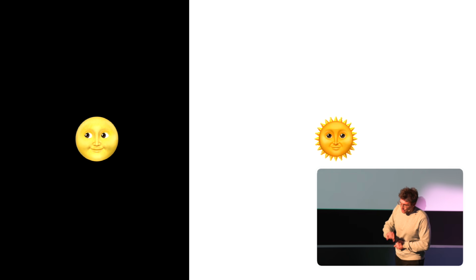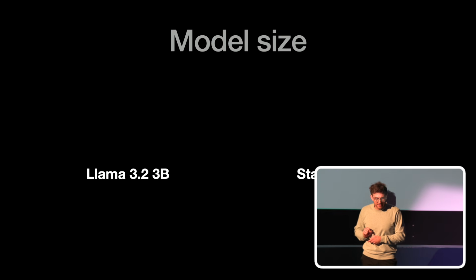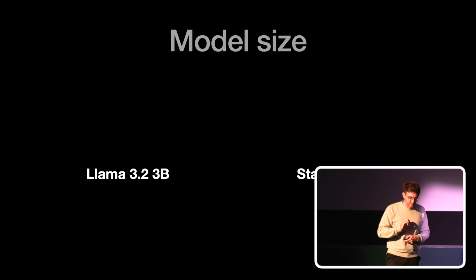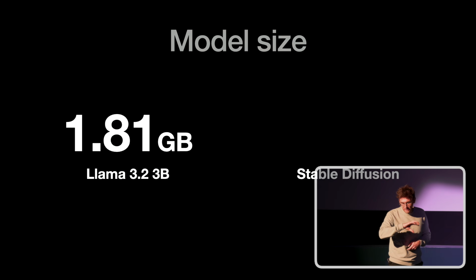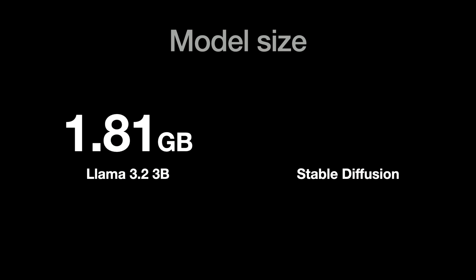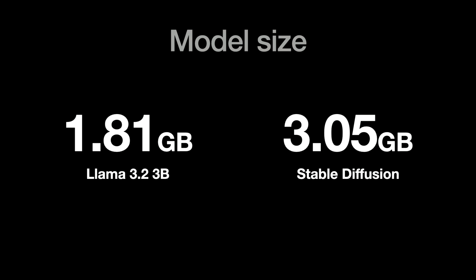So then let's talk about the performance. And let's first look at the model sizes. I already shared with you that the Llama 3.2 model is 1.81 gigabyte. The Stable Diffusion model that we used in the project is a little bit over 3 gigabyte.